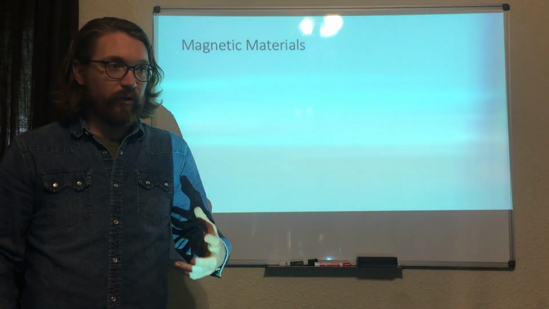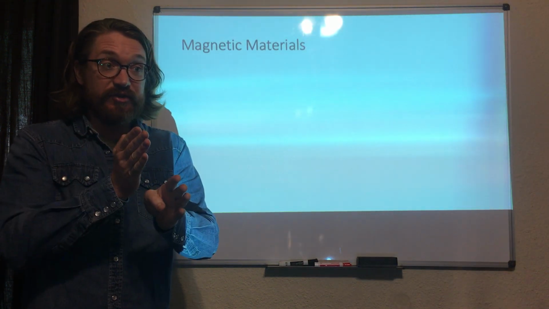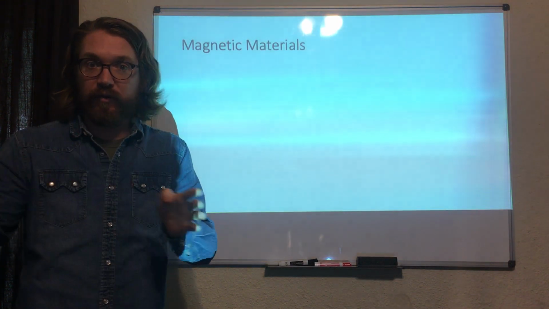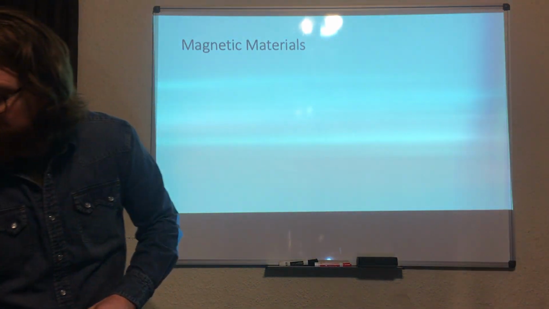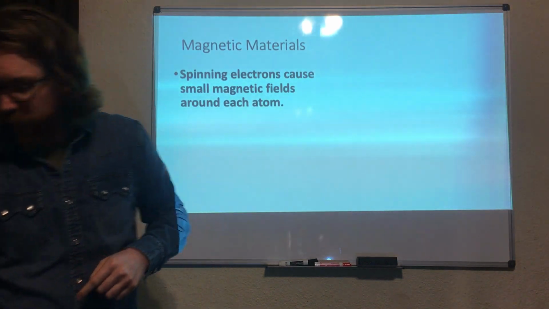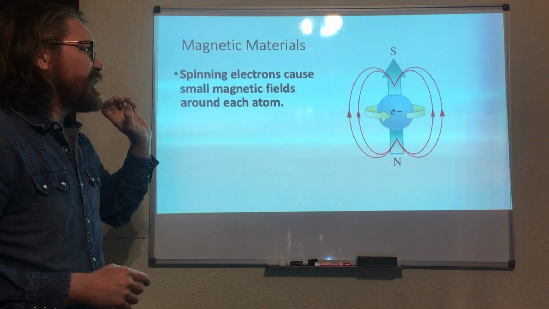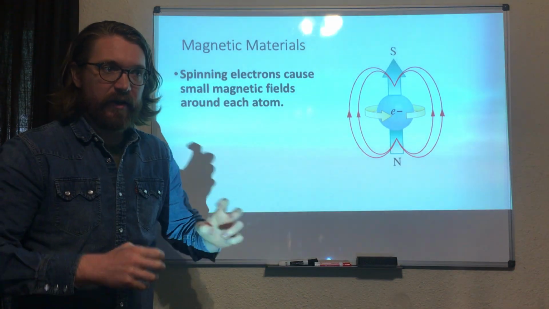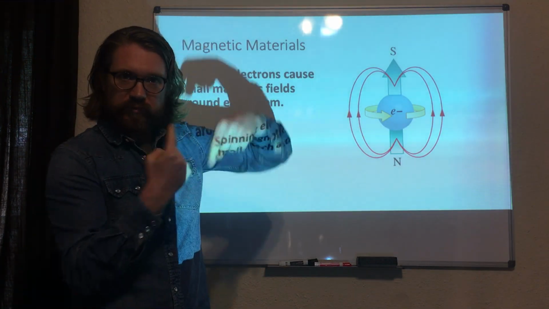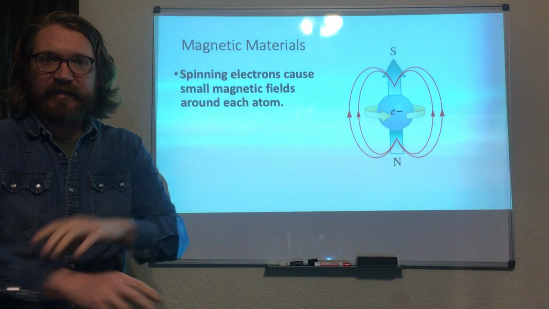Same thing with electricity. When we talked about electricity, electricity is just the electrons jumping from one atom to another atom and moving along. That's what electricity is. But those electrons not only jump, but they also spin. So magnetism happens because the electrons inside of an atom are spinning. They're spinning around. Think of a basketball spinning on your finger. Think of the world spinning around on its axis.